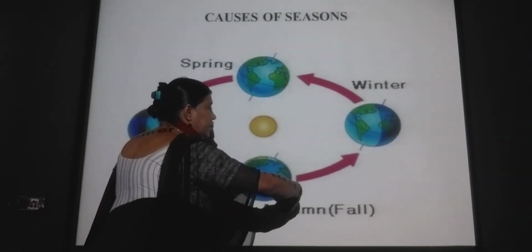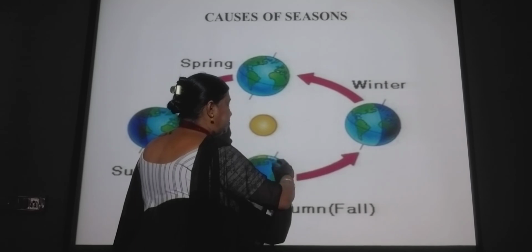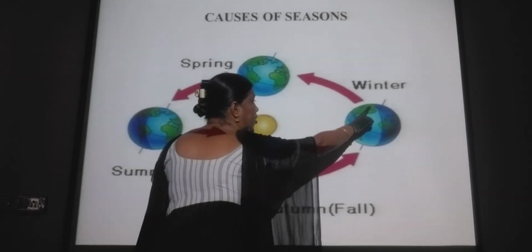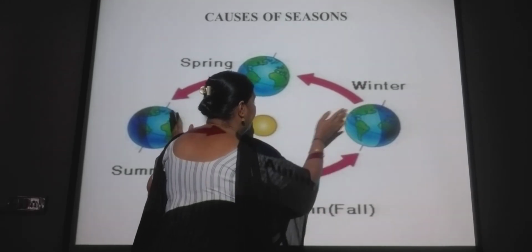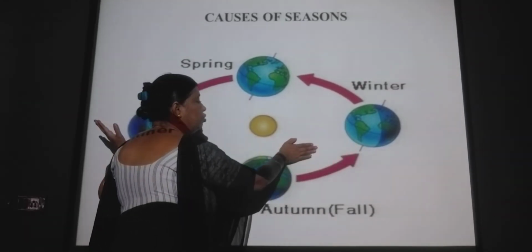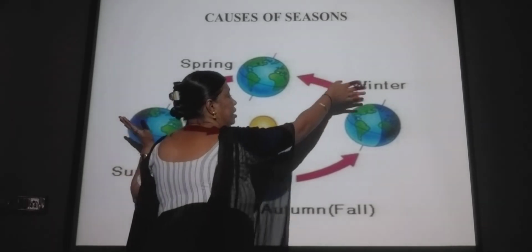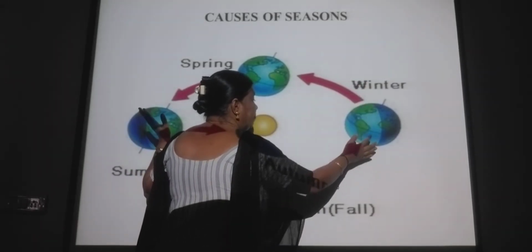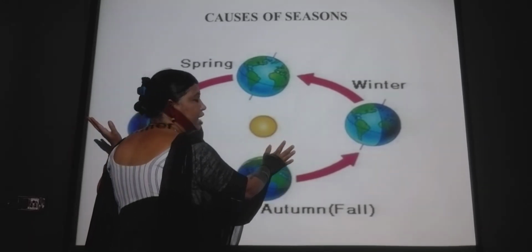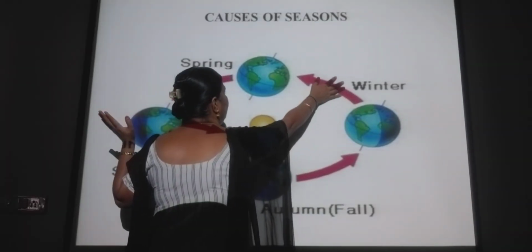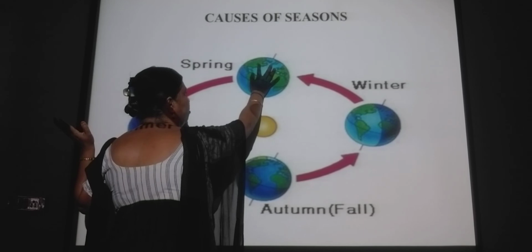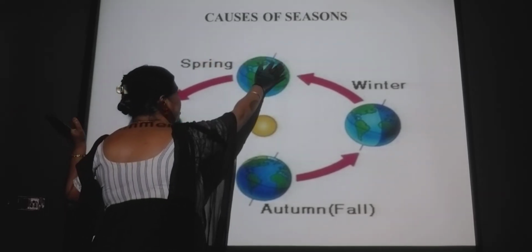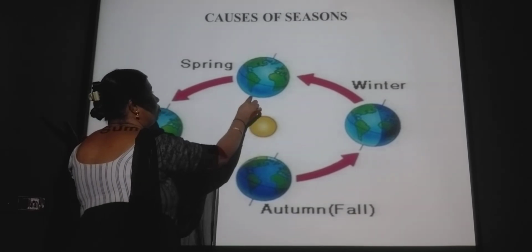Now slowly earth is moving. It is moving around itself. It is moving around the sun. Now what happens? The north pole goes away from the sun. South pole is coming towards the sun. Now north pole will have winter, and south pole will have summer. Now slowly it is going around the sun. Again the north pole is still away from the sun and south pole is towards the sun.